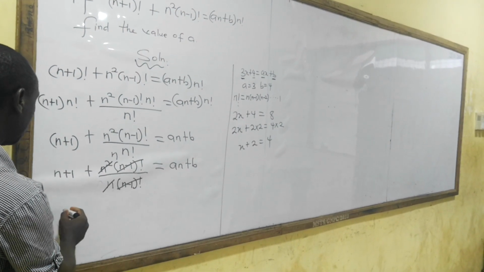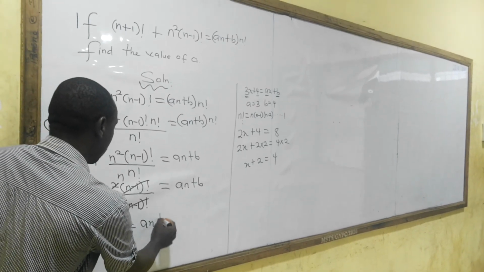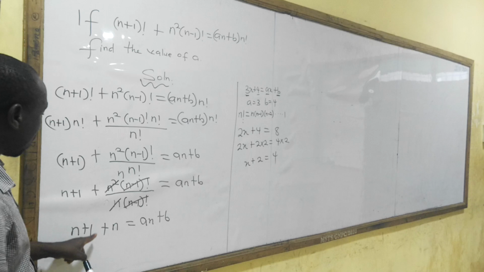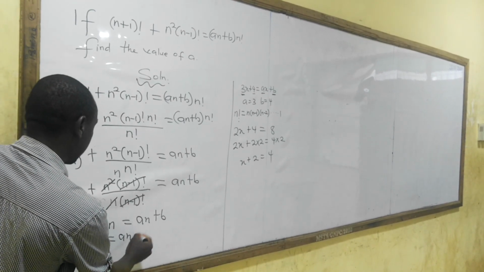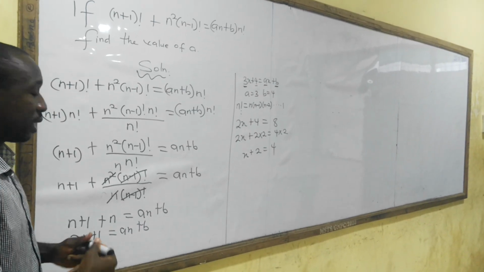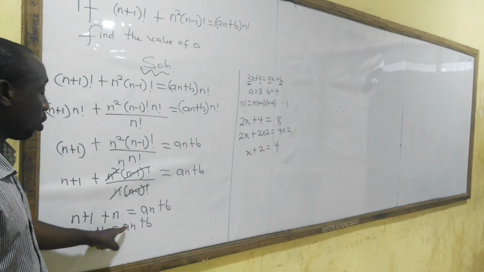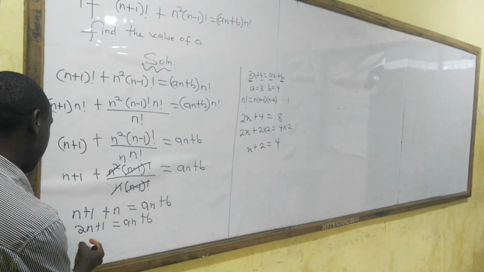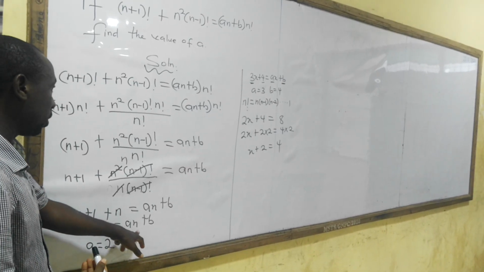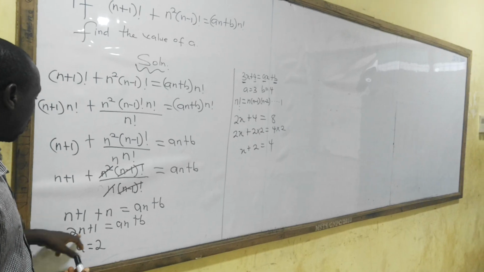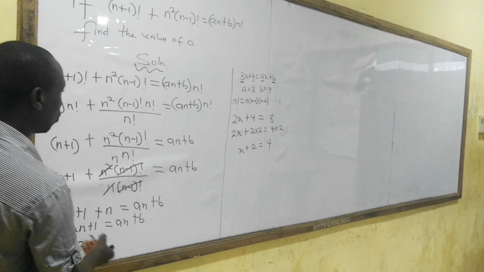The expression now reduces to n + 1 + n is equal to an + b. n + 1 + n is the same as 2n + 1 is equal to an + b. So with this, I can compare coefficients like we started. If I have 2n + 1 is equal to an + b, my a here becomes 2, since a is the coefficient of n, and 2 is also the coefficient of n over here. And so finally we get the value of a to be equal to 2.